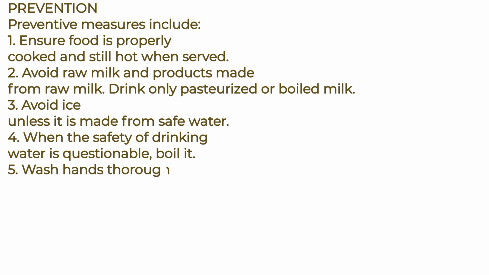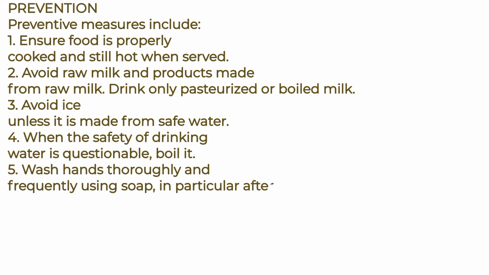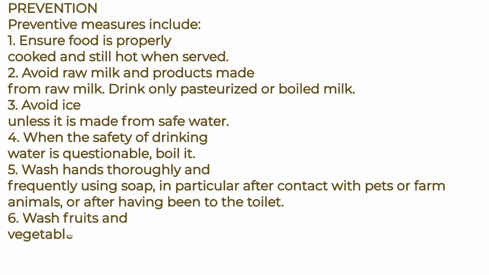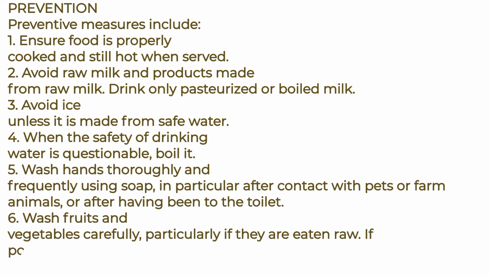5. Wash hands thoroughly and frequently using soap, in particular after contact with pets or farm animals, or after having been to the toilet. 6. Wash fruits and vegetables carefully, particularly if they are eaten raw. If possible, vegetables and fruits should be peeled.